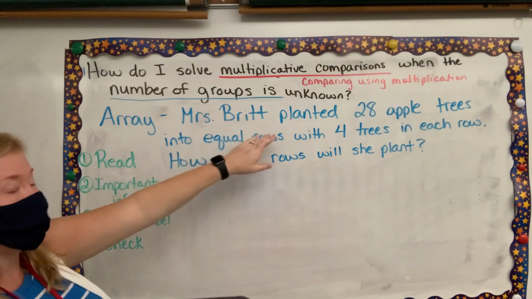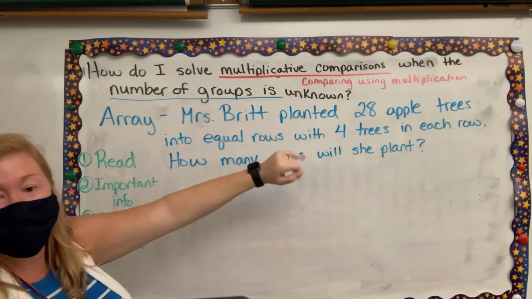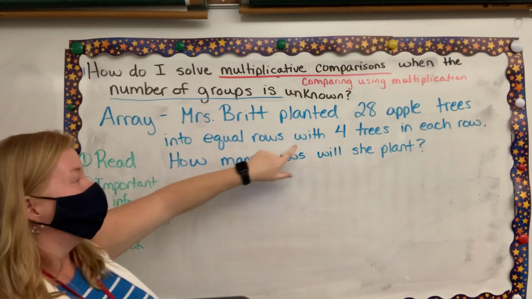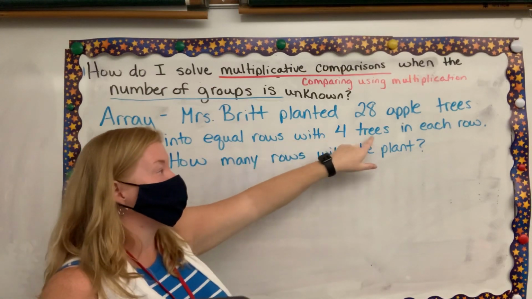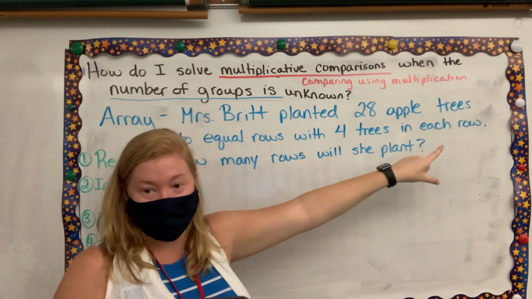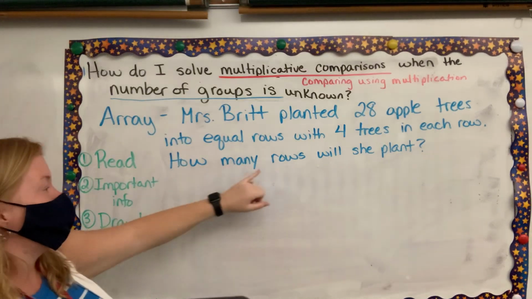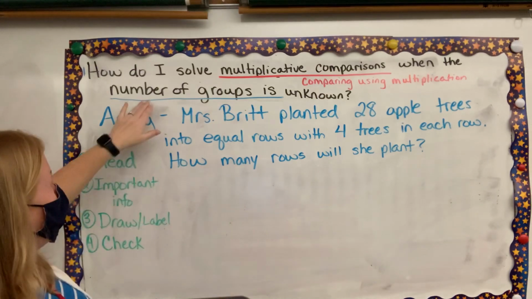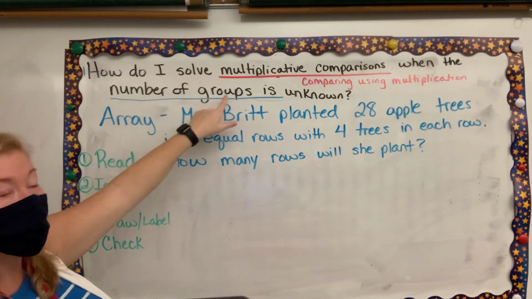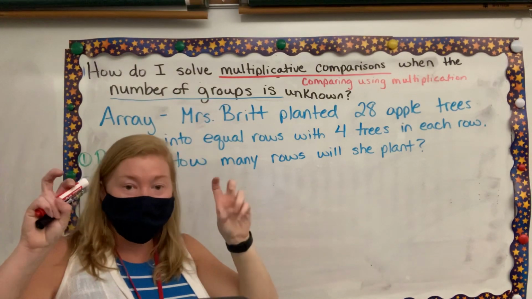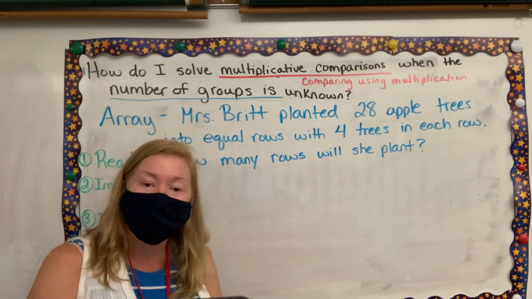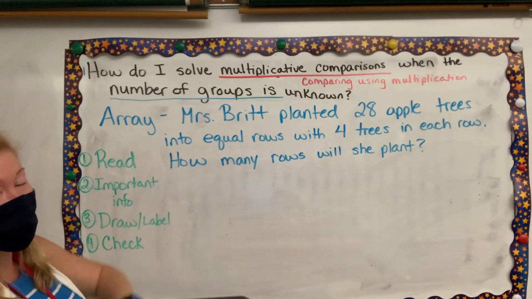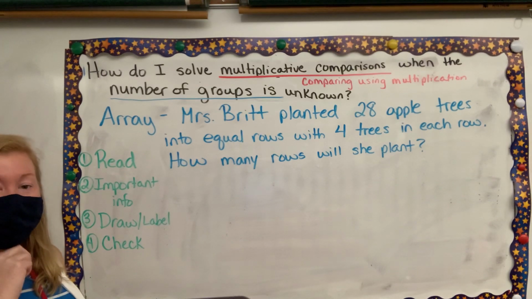Miss Britt planted 28 apple trees into equal rows with 4 trees in each row. How many rows will she plant? So again, I don't know how many groups, or in this case, how many rows, which is still the number of groups. I don't know how many I'm going to be planting. I need some important information. What do I pull out of here?